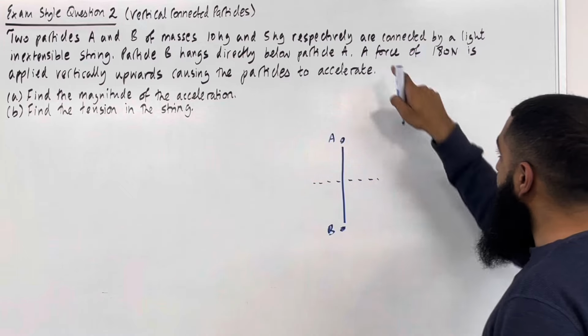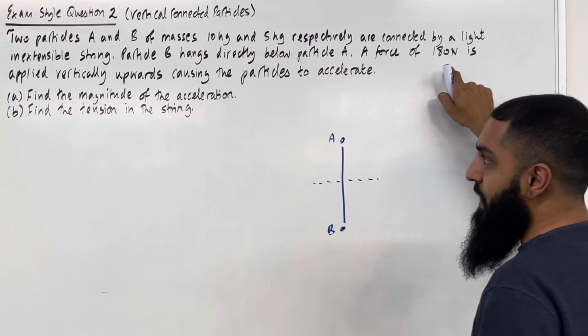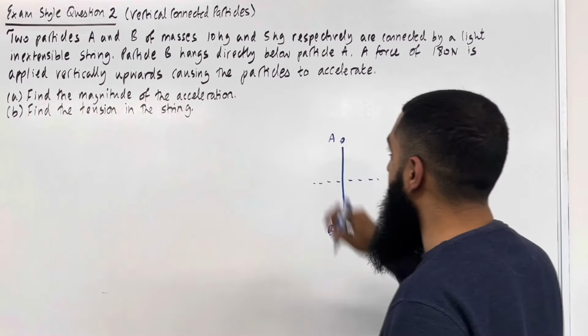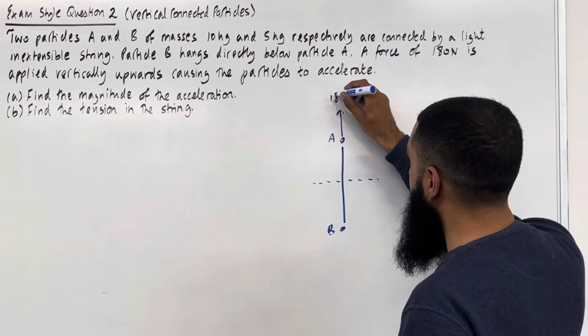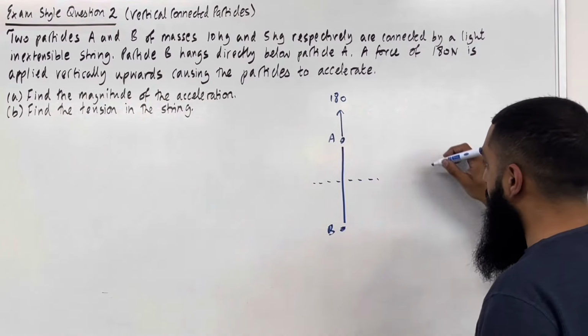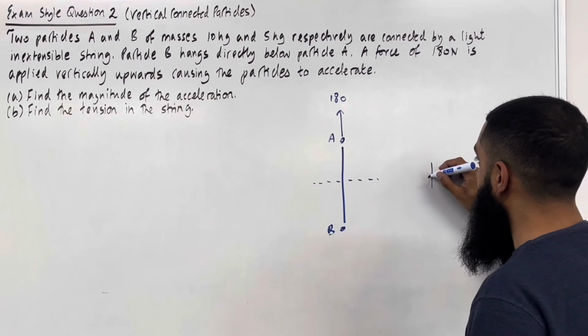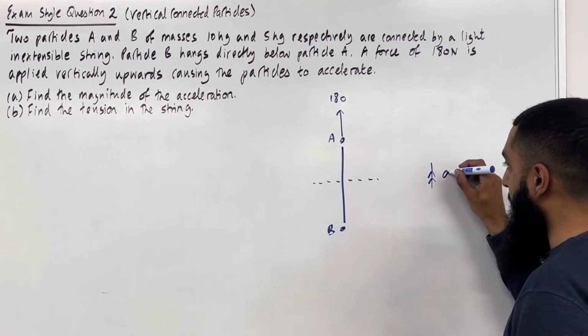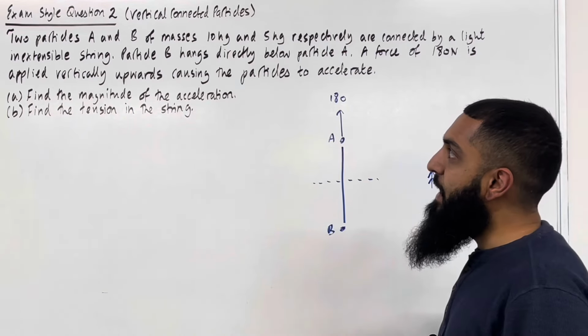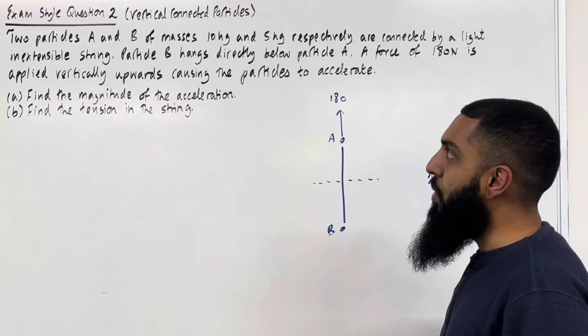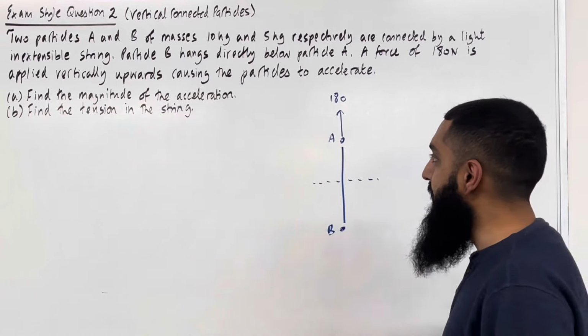Now we are told that a force of 180 newtons is applied vertically upwards, causing the particles to accelerate. So I can label 180 newtons acting vertically upwards, causing the particles to accelerate upwards, and this acceleration I can call a, meters per second per second. The mass of particle A is 10 kg, hence the weight of particle A is 10g acting vertically downwards.